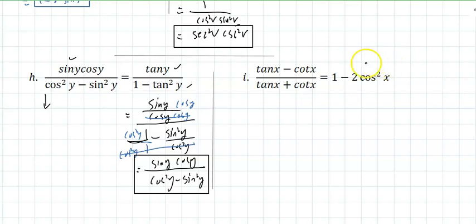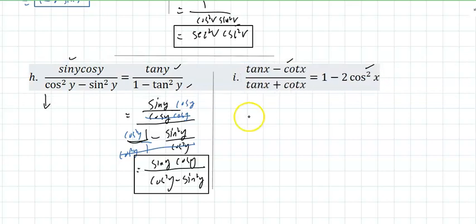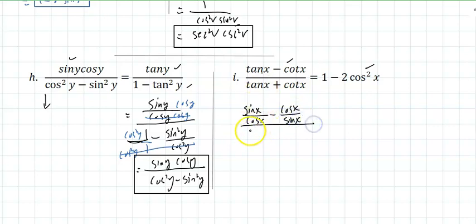And here again, I notice there's only a cosine squared here. There's sine and cosine on the left. So I know which way to go. I would work with the left side. I would say tangent is sine of x over cosine of x. Cotangent is the cosine of x over sine of x, all over sine of x over cosine of x, plus cosine of x over sine of x. And I noticed that the LCD is cosine of x, sine of x.